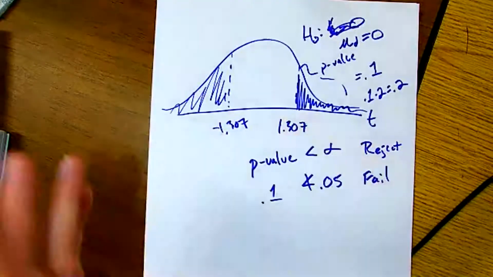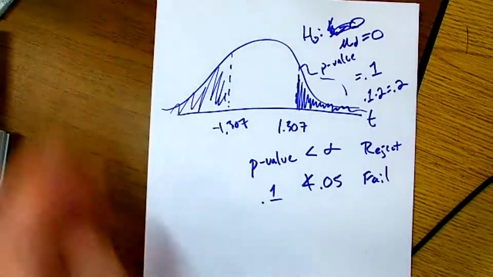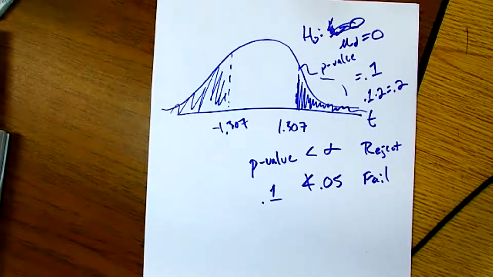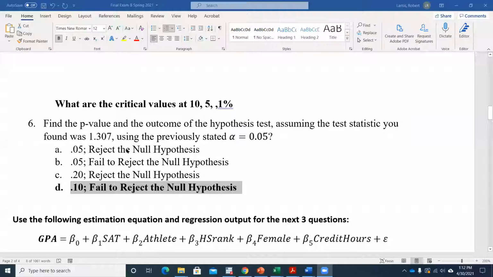Now, I didn't have a two-tailed test, but I'm just saying, on the exam, if I gave you an example where you had a two-tailed test like that. Okay? Any questions on that one before we keep moving?